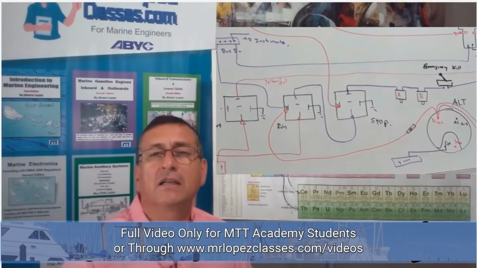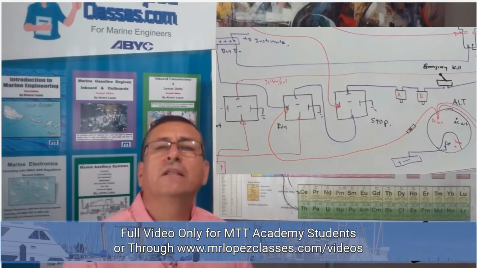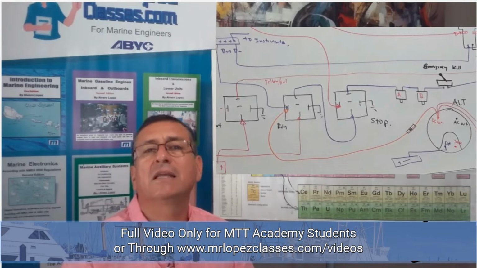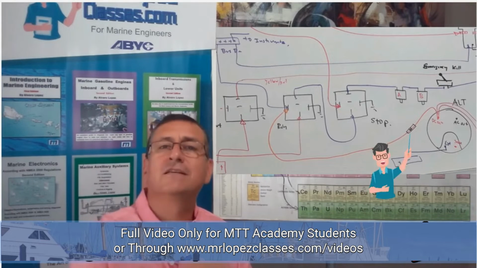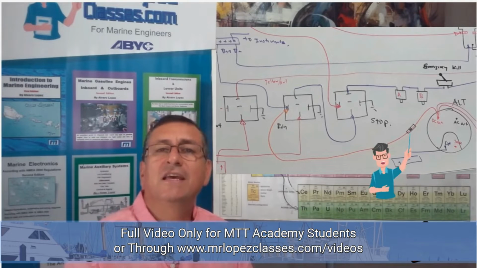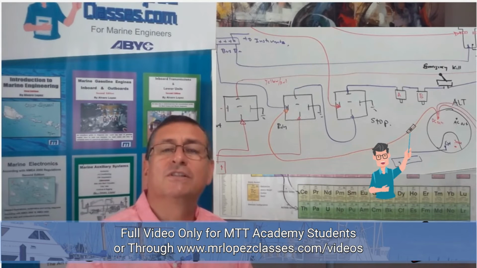You remember in the harness of any type of engine, gas or diesel, we install one diode. You remember where we installed that diode? Yes, in the output of the alternator, in between the alternator and the run relay on the control box.